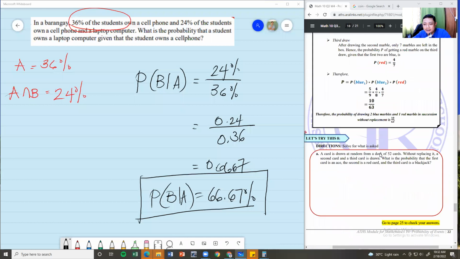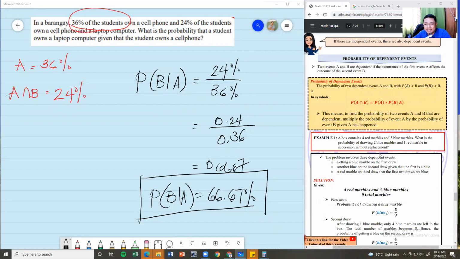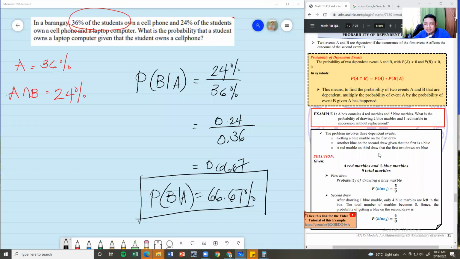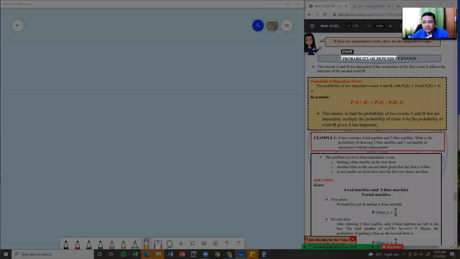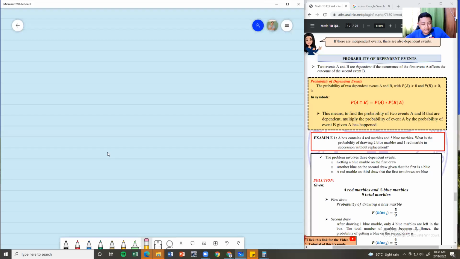Okay? And finally, the probability of dependent events. This is easy. Dependent, from the word dependent, it depends on what happened earlier. Okay? And how is that? This is just very simple. When we explain the example here, you will recall that we did something like this when we were having our FPC. So we now have the last one, the probability of dependent events.